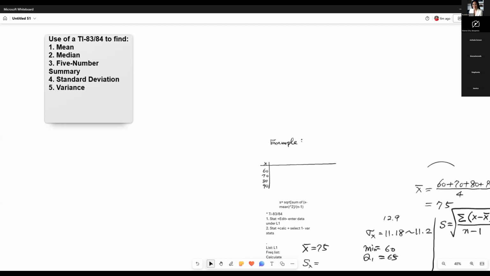Very good. That's the first step you got in the technology. And not only that, at the bottom there is a lot of information you can use: the standard deviation and the five numbers. Standard deviation was 12.9. Correct. Very good.